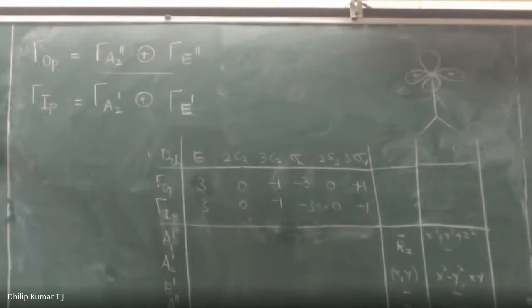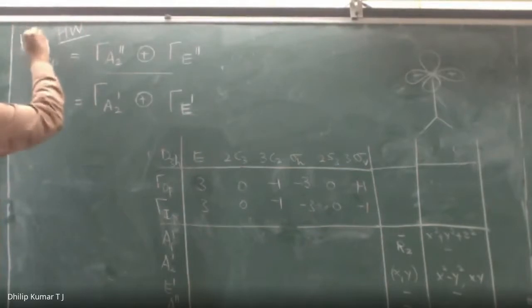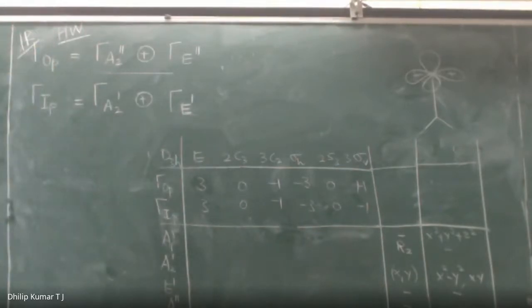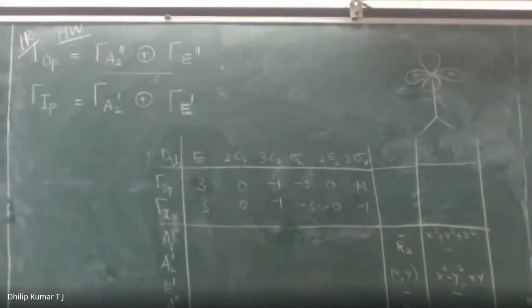If not, work it out. Okay, so that's a homework. Just work it out. This is homework. This is the IR. So various IRs I got for out of plane, and then this is for in plane orbitals. And I've already done this reducible representation for out of plane, in plane.